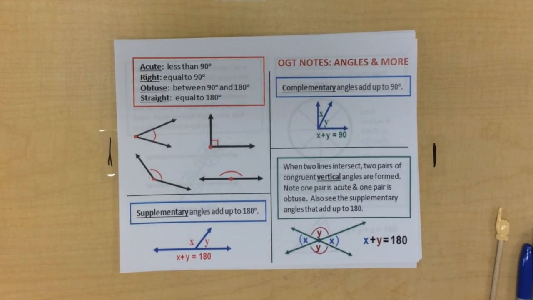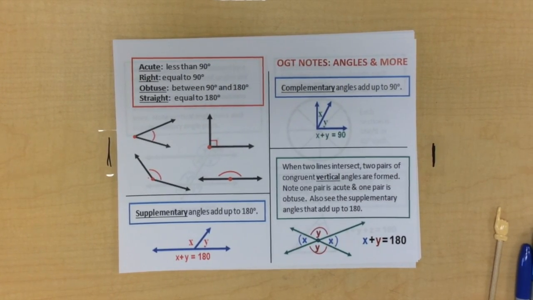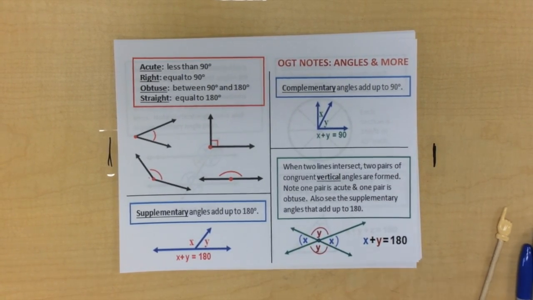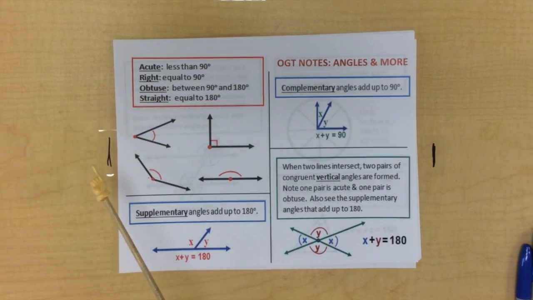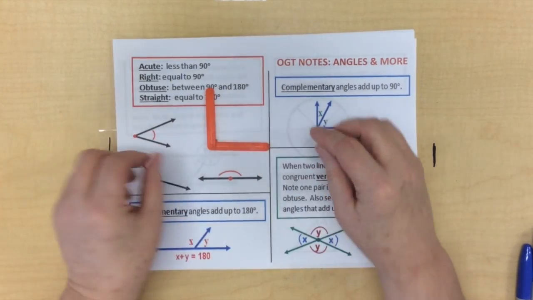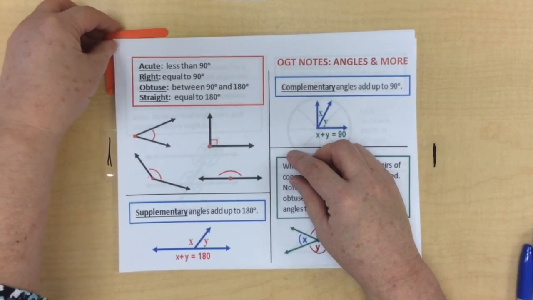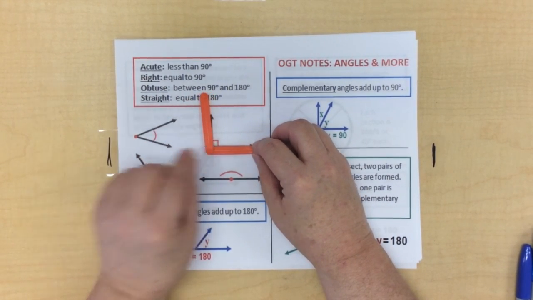To more OGT practice. Today we're going to be working with angles and more. So I have some notes prepared for you. Hopefully you know some of this information already, but we're going to look at acute angles, right angles, obtuse, and straight angles right away. The right angle is very common. Right angle where you have 90 degrees, and the corner of every piece of paper is a right angle. So pretty much, hopefully you can identify those when you see them.